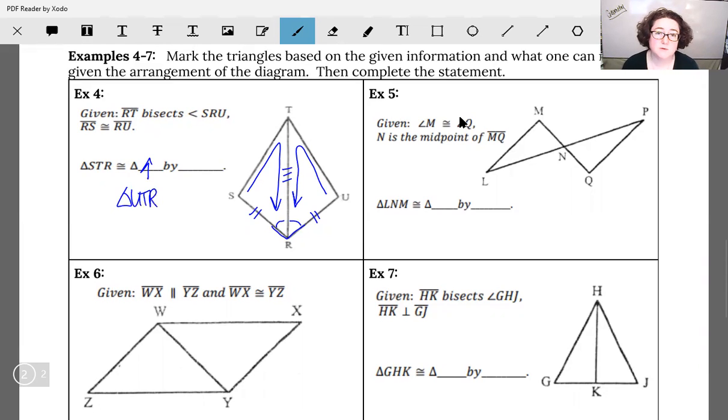And what rule should we use? Again, cover up one of the triangles. We should be using SAS on this one.